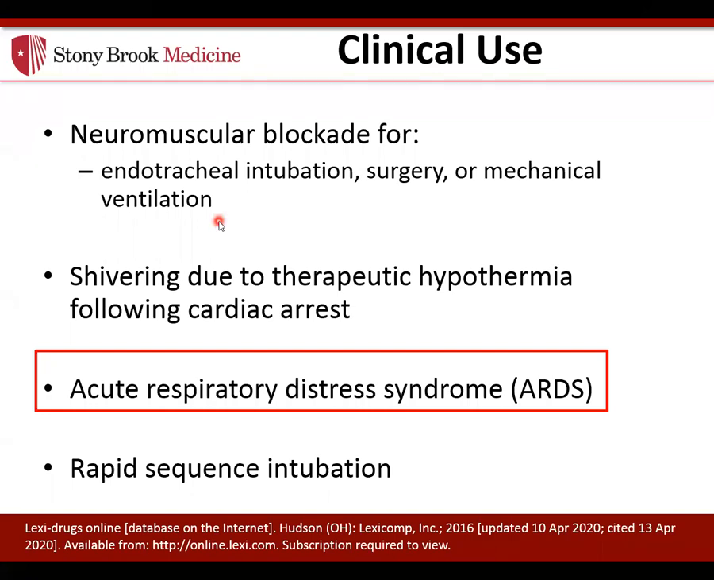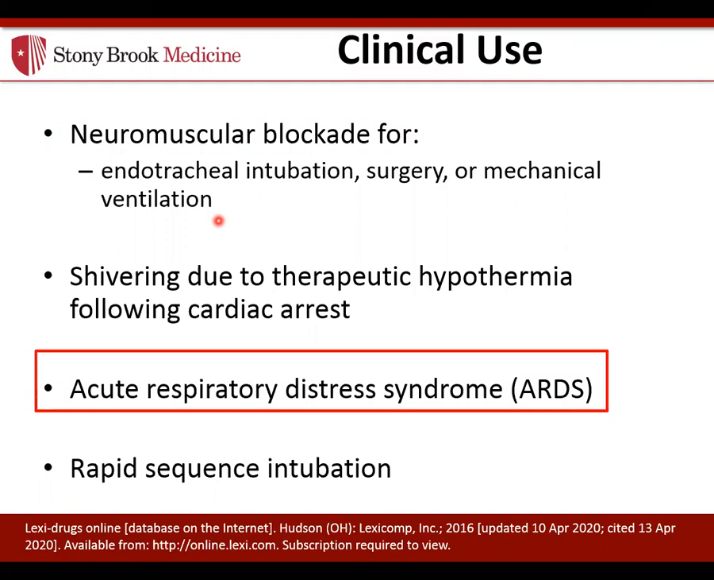Okay, so neuromuscular blocking agents are commonly used in surgery to facilitate intubation. They've also had some utility in preventing shivering during therapeutic hypothermia following cardiac arrest. And they can also be used in acute respiratory distress syndrome, abbreviated as ARDS. The reason why we're seeing so many more continuous strips of rocuronium and cisatracurium in our COVID patients is for their potential benefits in ARDS.